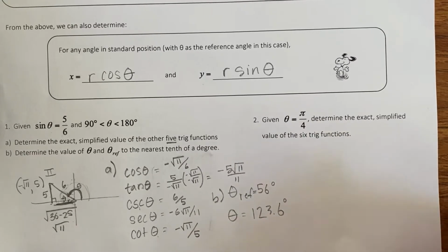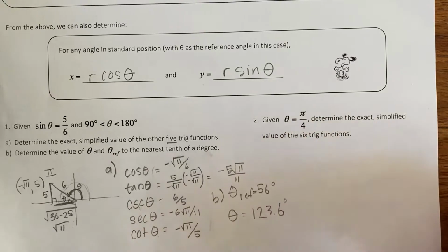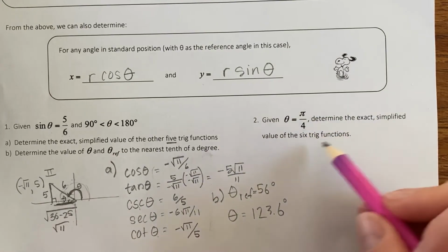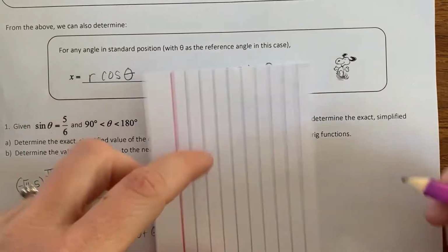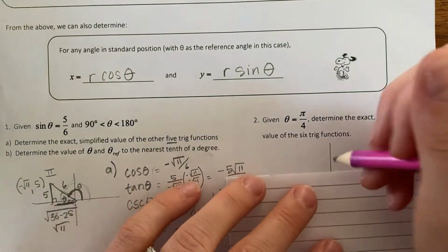Okay, guys, number 2 here. We're given that theta is pi over 4, which is in radians, and it says determine the exact simplified values of the 6 trig functions. So let's look at a picture because it's always helpful if we can do that.